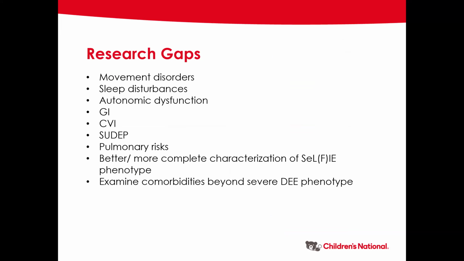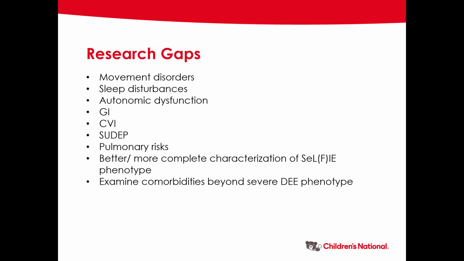So at the end of this, we identified several different areas in which there was not consensus. There are several research gaps here, including movement disorders that can present in SCN8A, sleep disturbances, autonomic dysfunction, GI comorbidities, cortical vision impairment, SUDEP risks, it's still an active area of research, pulmonary risks, and clearly need better characterization of the selfie phenotype and probably those milder DEE phenotypes as well.